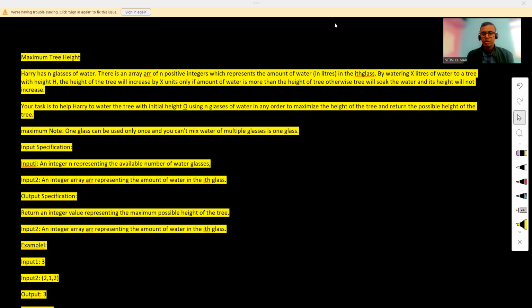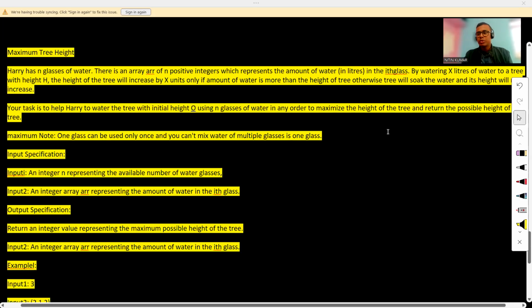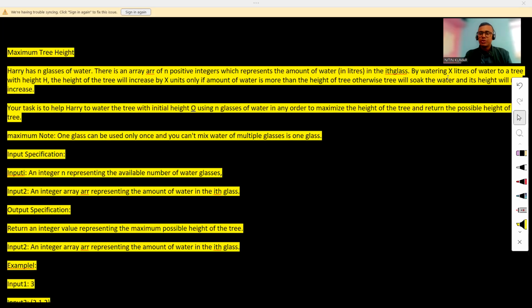So this is the second problem. I hope you will be able to see the problem. Let me zoom it for you again. This is the second problem that was asked in that coding round, and it is a very good problem to have. So let's discuss it.